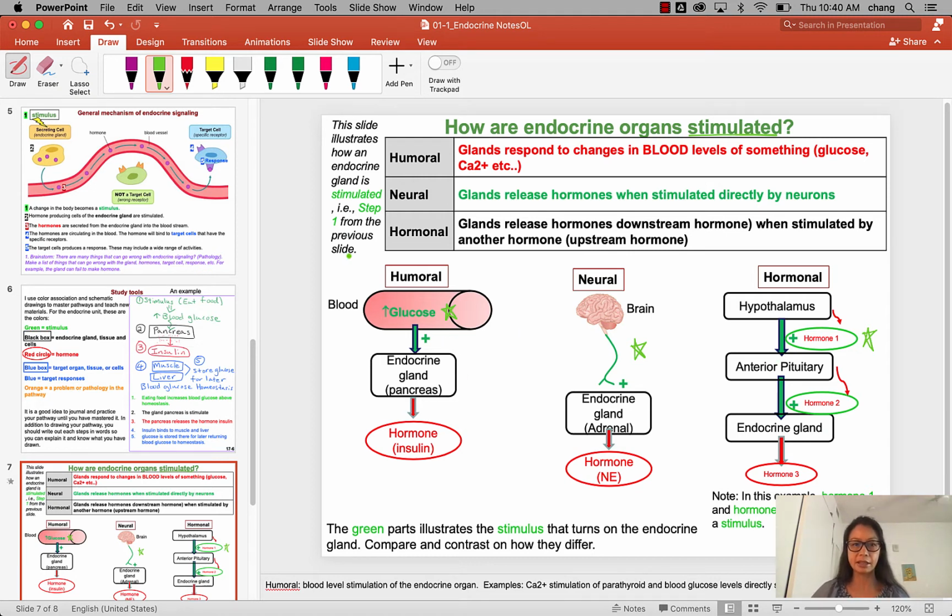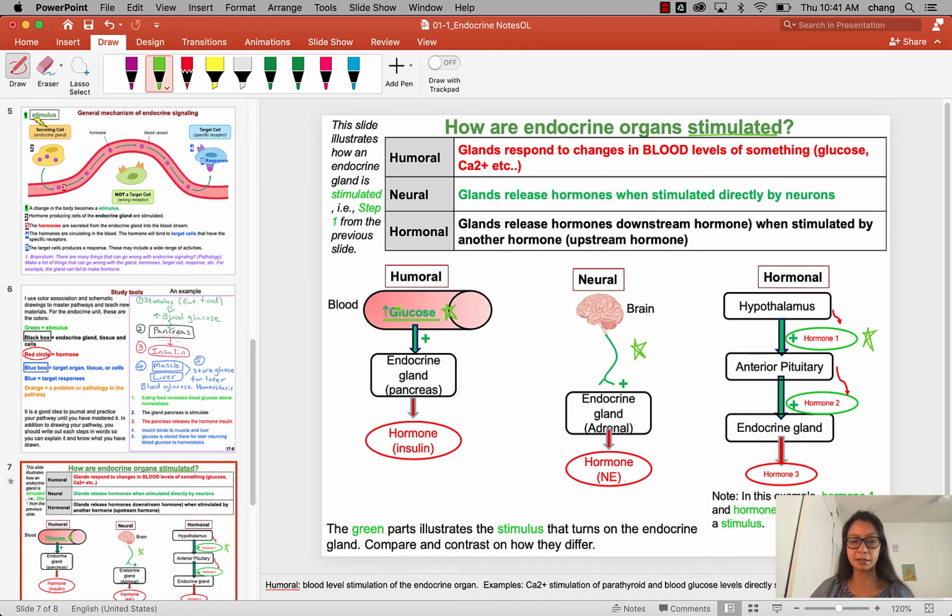So let's take a look at first at the humoral. Humors of the blood is the fluid portion of your blood. So that would be the blood fluid. Here, something changes in the blood. For example, high blood glucose. It could be high blood oxygen, low blood oxygen, calcium, sodium. The list goes on. Your blood is a concoction of things, and there should be a homeostasis. Just for simplicity's sake, let's look at blood glucose.